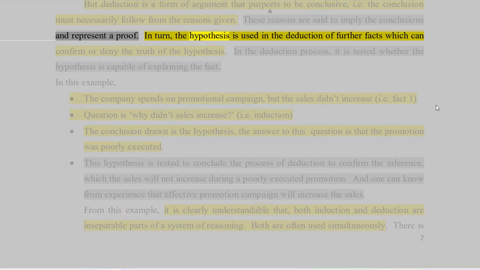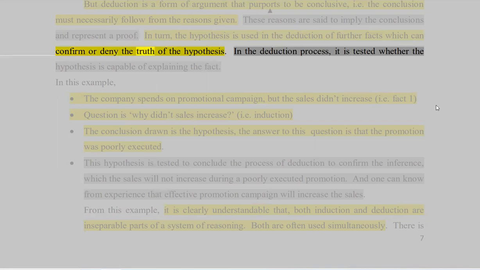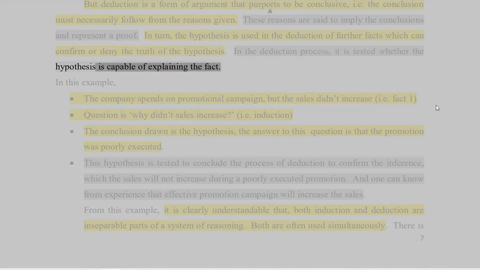In turn, the hypothesis is used in the deduction of further facts which can confirm or deny the truth of the hypothesis. In the deduction process, it is tested whether the hypothesis is capable of explaining the fact.